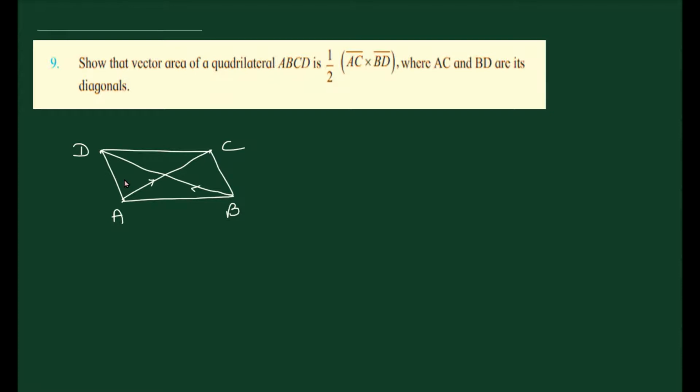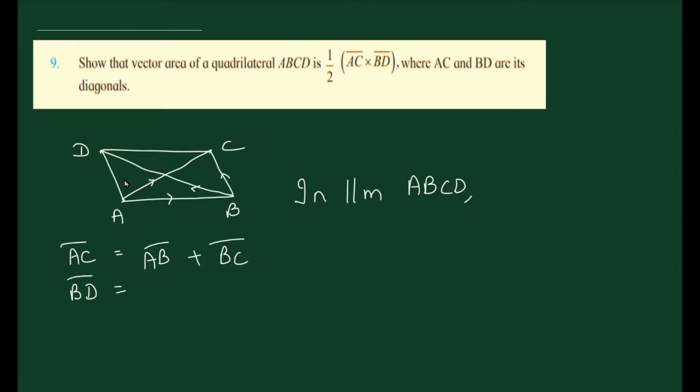Now, by triangle law, in parallelogram ABCD, we have AC bar is equal to AB bar plus BC bar. Okay, you can see the figure and find out for yourself actually. It is AB bar plus BC bar this way. And similarly, if you take BD, it becomes BA plus AD, isn't it? So if you go in the proper direction, BD becomes BA plus AD.